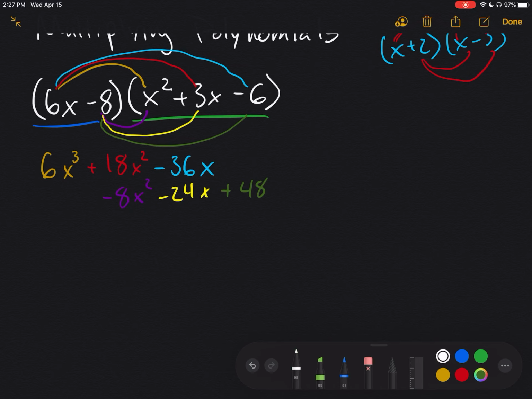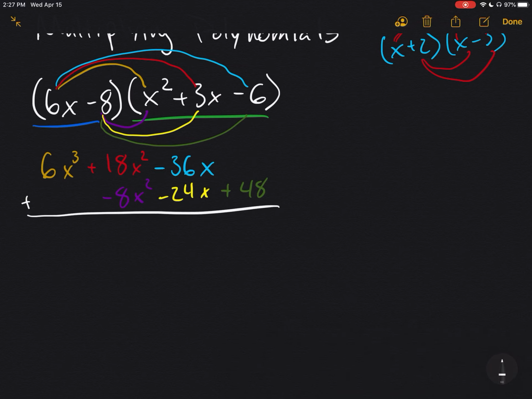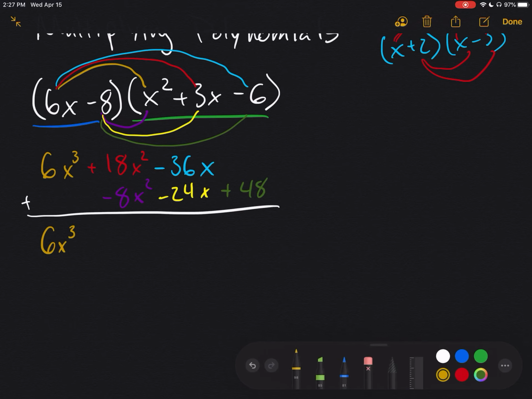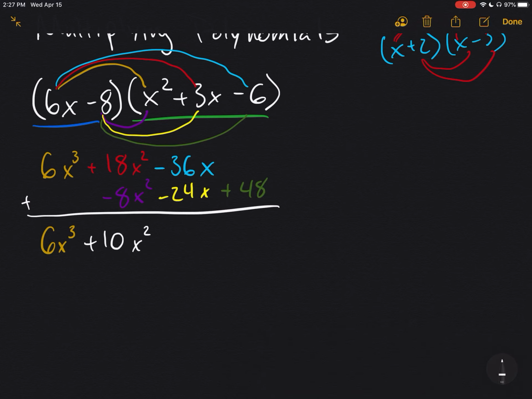So now all we have to do is add down, right? So where previously we would have had maybe 4 terms and then we're combining like terms, now we have 6 terms and we're combining like terms. Okay, so I've got 6x cubed plus nothing, so that just stays 6x cubed. 18x squared minus 8x squared is going to leave us with 10x squared. Negative 36x minus 24x is going to be negative 60x.